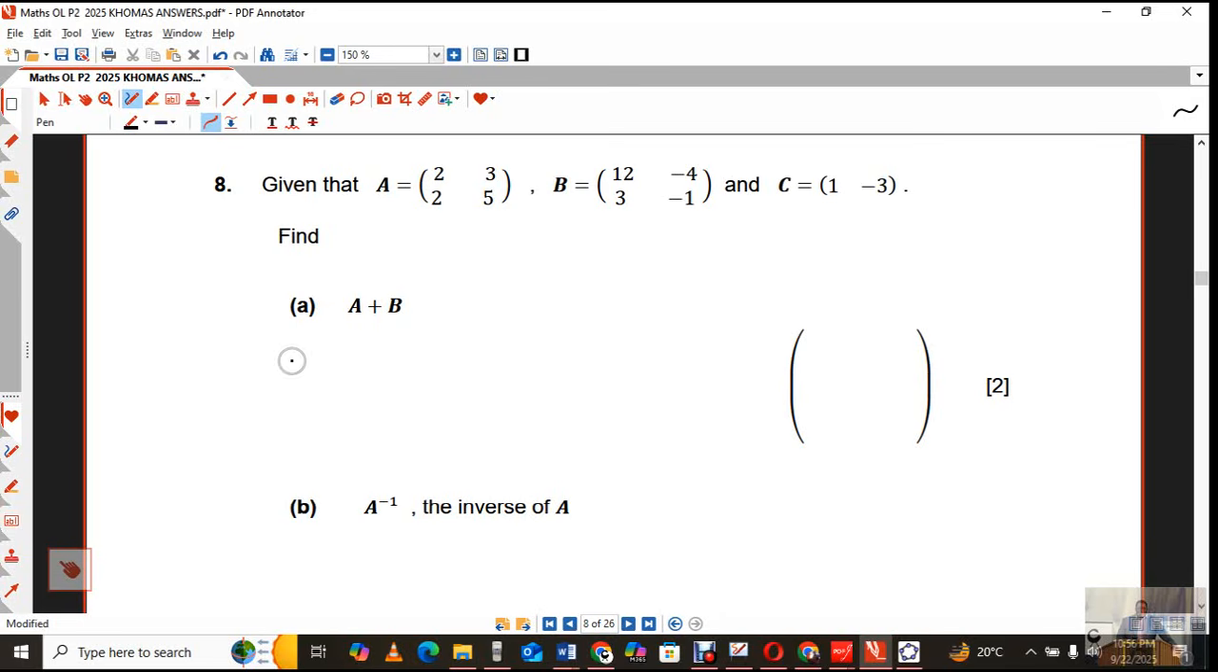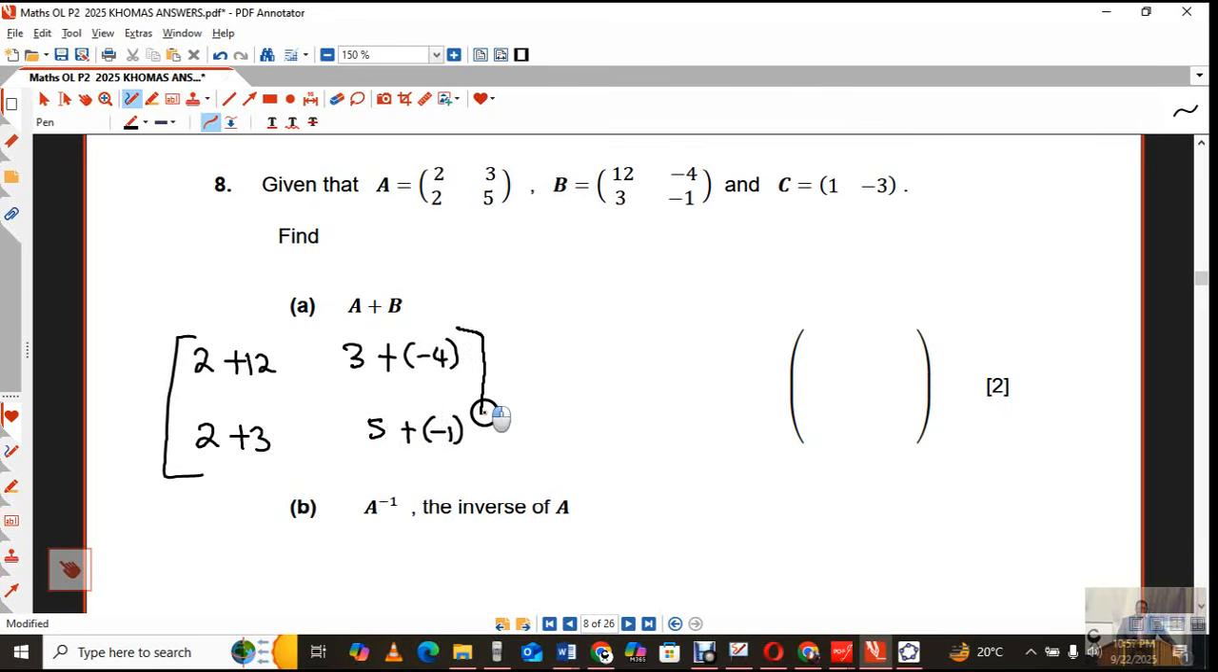So if you have matrix A and B, adding them, you just add the components with each other. It should not be very difficult. You take the 2, you add 12 to it, 2 plus 12. You take the 3, you add negative 4 to it, and you take the 2, you add 3 to it. Just add the corresponding components with each other, and then you take the 5 and add negative 1 to it, okay?